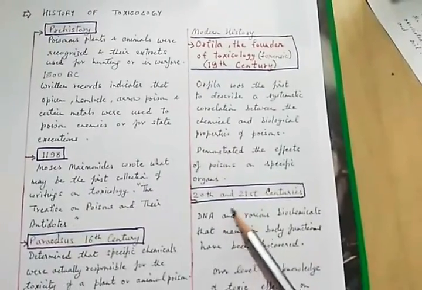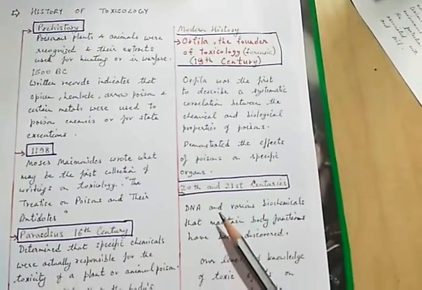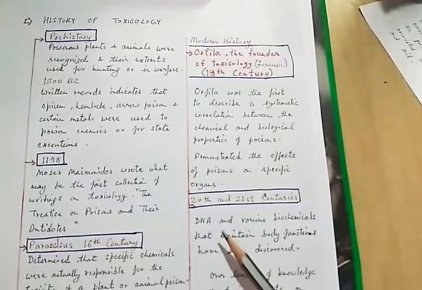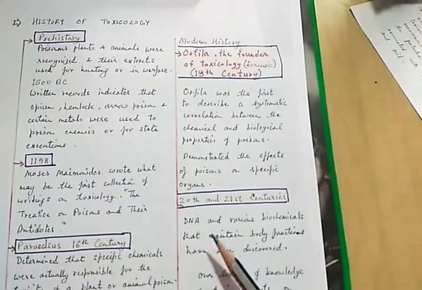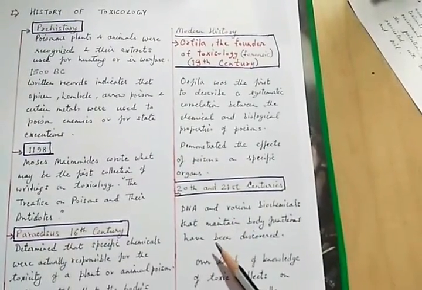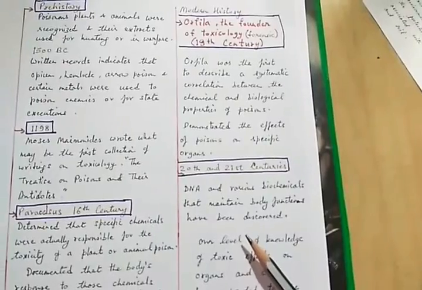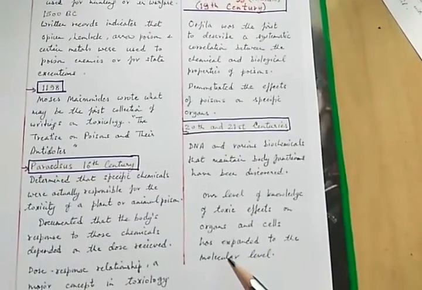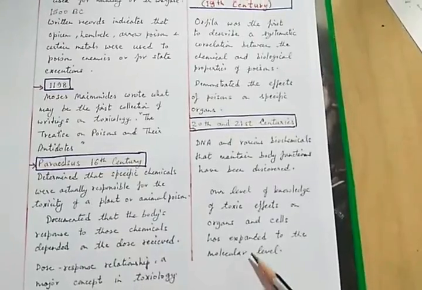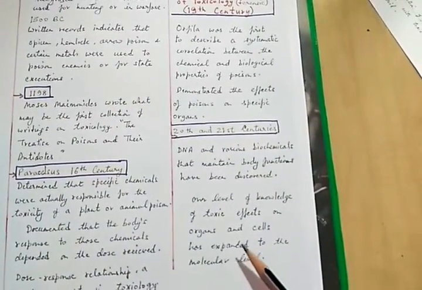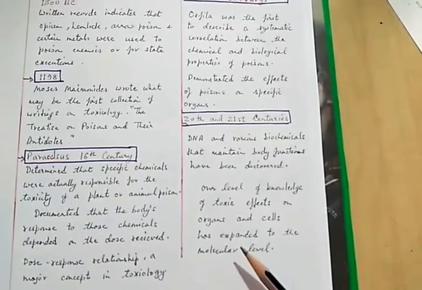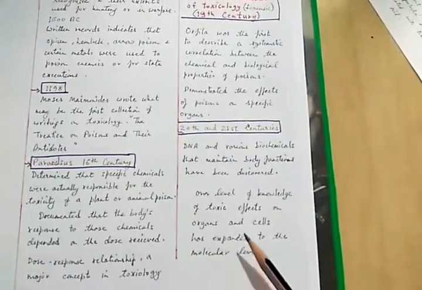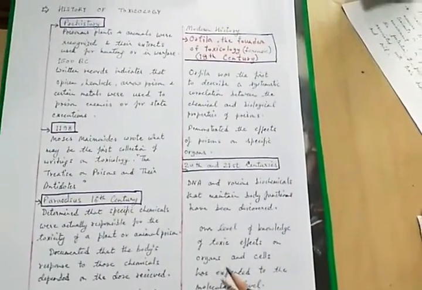Now come to 20th and 21st century. This period is marked by great advancement in the level of understanding of toxicology. And in this period, DNA and various biochemicals that maintain body functions have been discovered. So our level of knowledge of toxic effects on organs and cells has expanded to the molecular level. Virtually all toxic effects are recognized as being caused by changes in specific cellular molecules and biochemicals. So this was all about the history of toxicology.